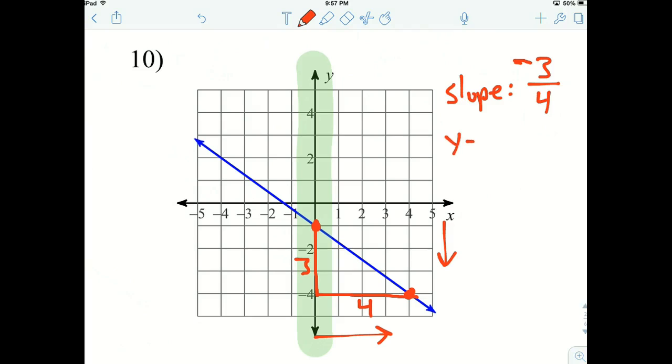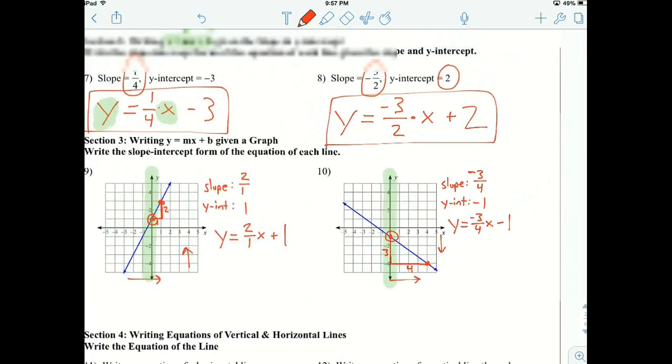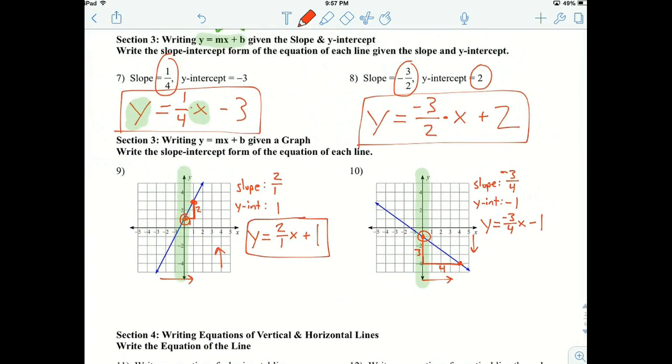The y-intercept is where we cross the y-axis, and we identify that being at -1. Crosses that green line at -1. So my final equation for this line is going to be y equals my slope, -3 over 4, times x, and then my y-intercept is going to be plus a -1, or simply -1. So now I have an equation for each of these lines that allows me to completely graph that line. When we get to later sections, we'll practice directly graphing the line from this form.